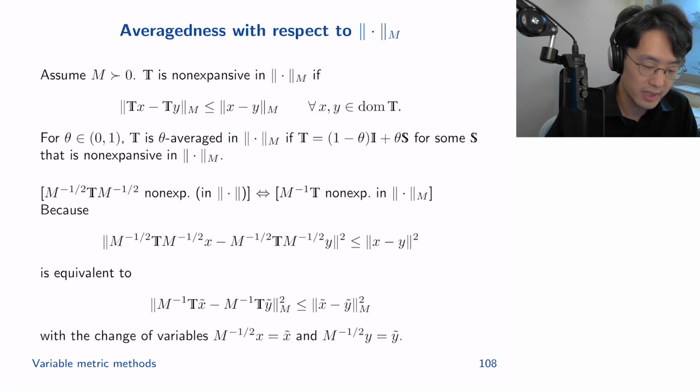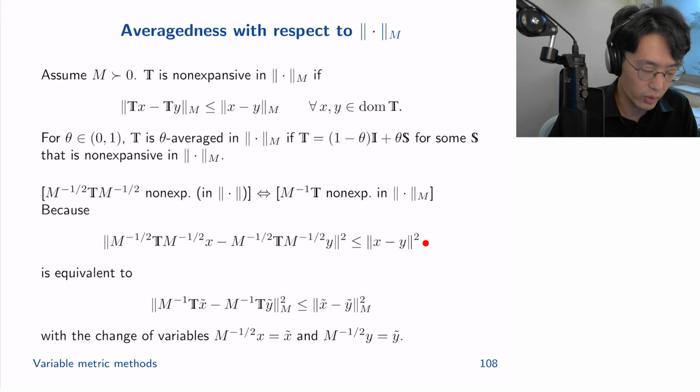So non-expansiveness in the Euclidean norm of this operator can be expressed directly in this way. This is equivalent to, if we perform a change of variables from x to x tilde, this is the relationship, and from y to y tilde, this is the relationship. If we replace these variables, we get this inequality. So this inequality holding for all x and y is equivalent to this inequality holding for all x tilde and y tilde, because the mappings from x to x tilde and y to y tilde are one-to-one mappings. Therefore, this inequality is equivalent to this inequality.